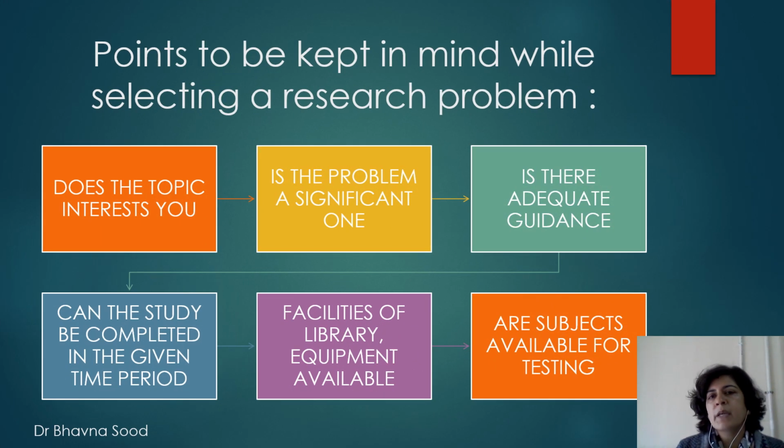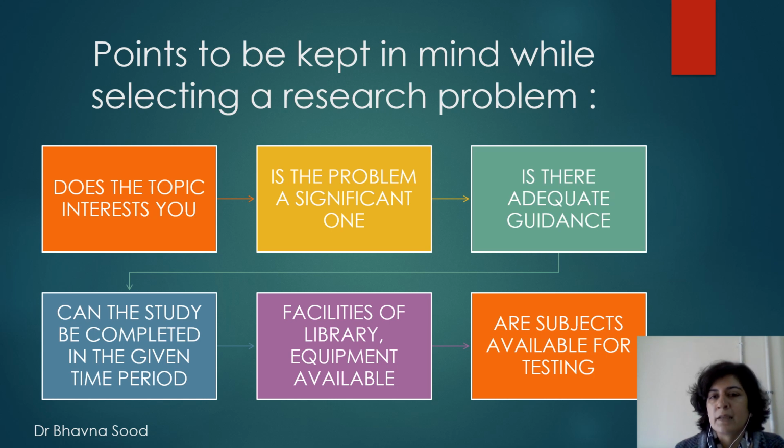Now, points to be kept in mind while selecting a research problem. The first and foremost thing is that the topic should interest you. Otherwise, this is a long drawn process. It takes years to finish what research you are doing. And if midway you lose interest, you will not be able to complete it. The problem should be significant. That means it should be relevant when you are doing it, and maybe later, 10 years down the line, people should be reading it.